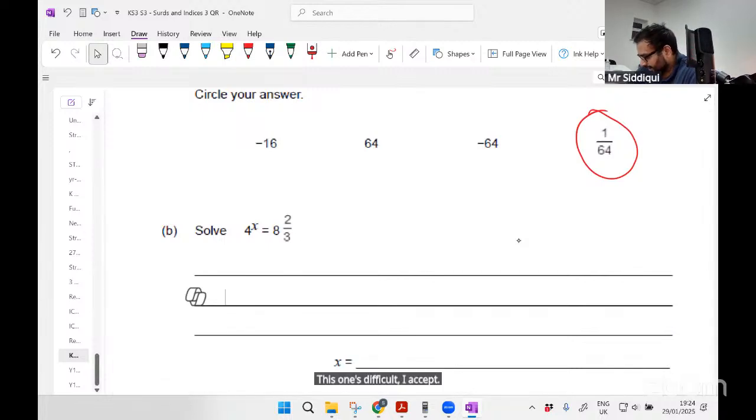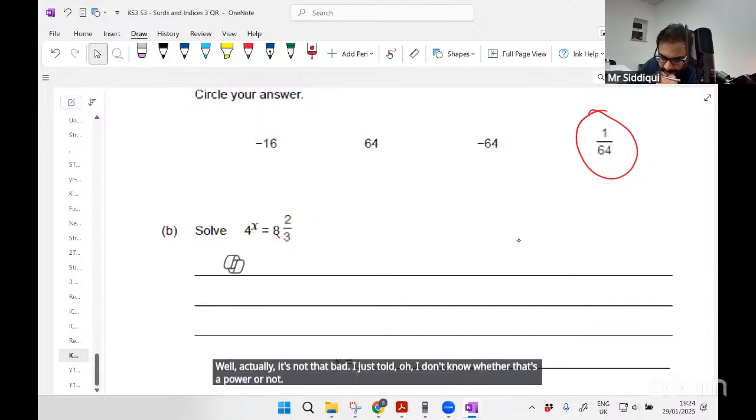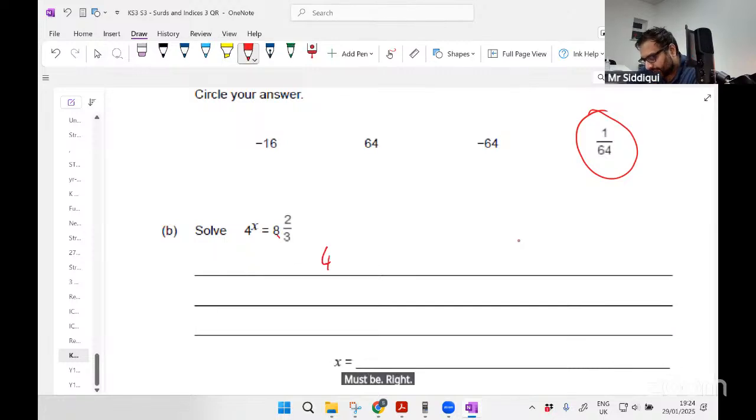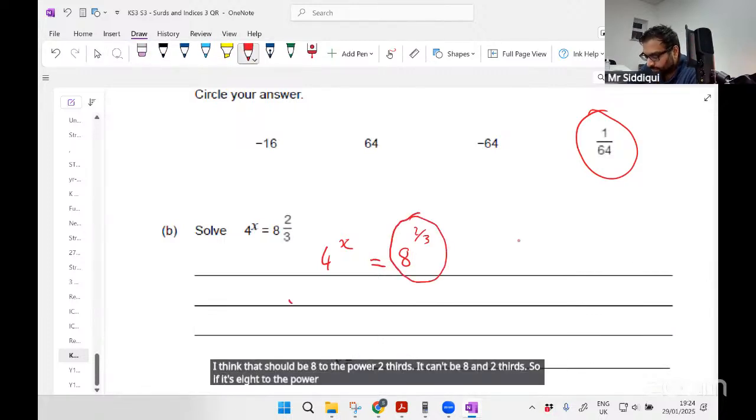Particularly difficult. So how do we do this? Well, actually, it's not that bad. I just told, oh, I don't know whether that's a power or not. I think there's a typing mistake in this question. I think that should be 8 to the power 2/3. It can't be 8 and 2/3. So if it's 8 to the power 2/3, I just told you what that was.